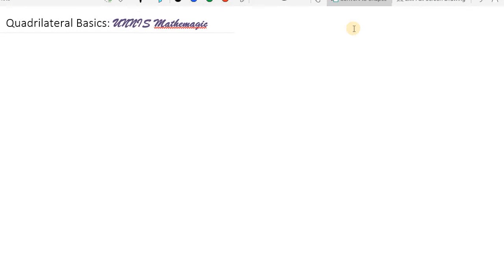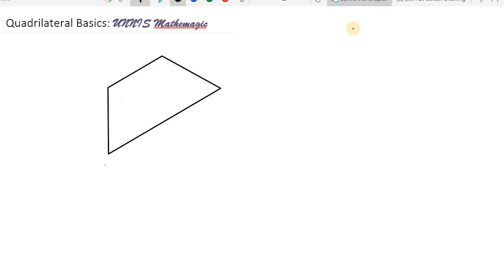Hi, in this session we'll discuss quadrilaterals and the different types of quadrilaterals. So first, let us start with what is a quadrilateral. A quadrilateral, you might have seen a shape like this. This is a quadrilateral. It is just a simple closed figure bounded by four line segments.